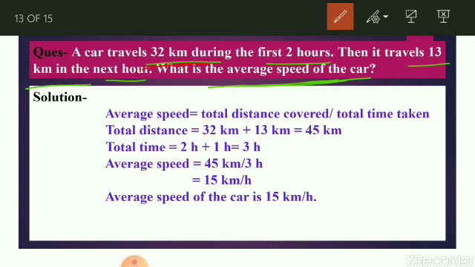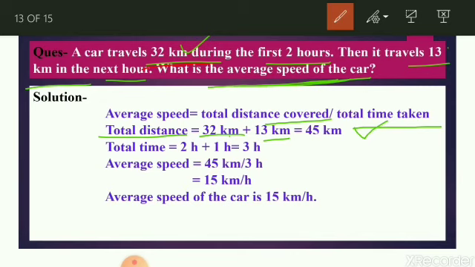Average speed is equal to total distance covered upon total time taken. So first of all, we will add all the distances. Total distance will be 32 kilometers plus 13 kilometers. The first distance is 32 kilometers, the second distance is 13 kilometers. So 32 kilometers plus 13 kilometers will be 45 kilometers.